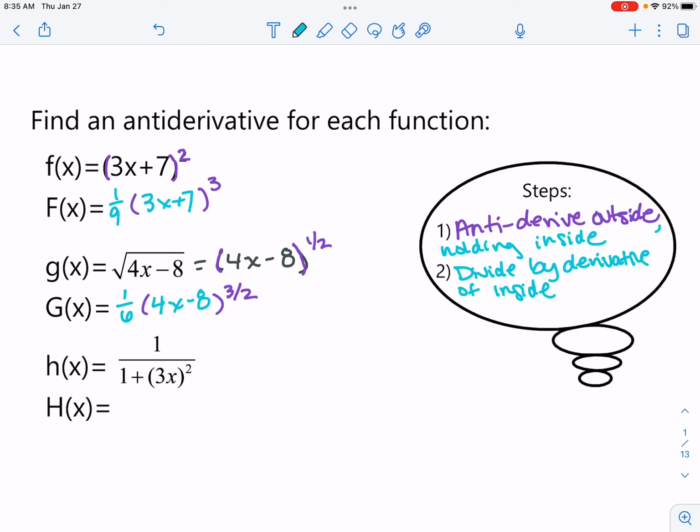All right, for this last one, hopefully you can tell that the parent function here is the derivative of arctan, okay? So when we anti-derive the outside, it'll be arctan, and we're going to hold the inside, 3x. Then dividing by the derivative of 3x is the same as multiplying by 1/3. And of course, you can have any constant there as well.